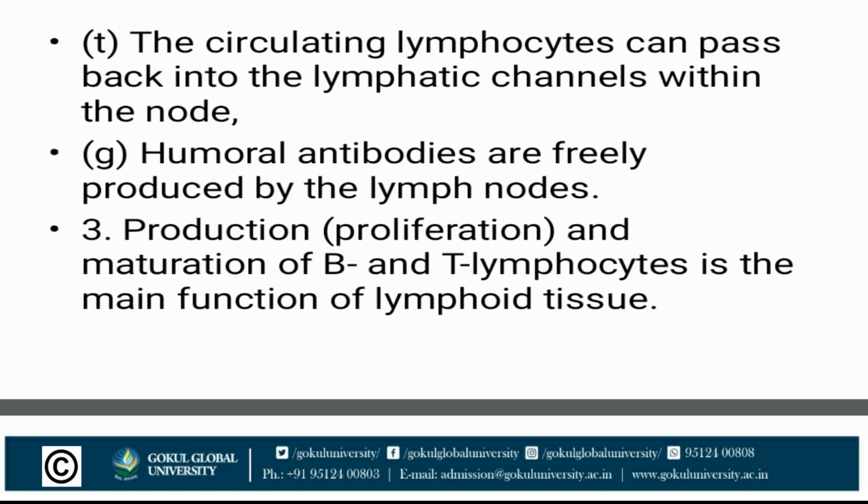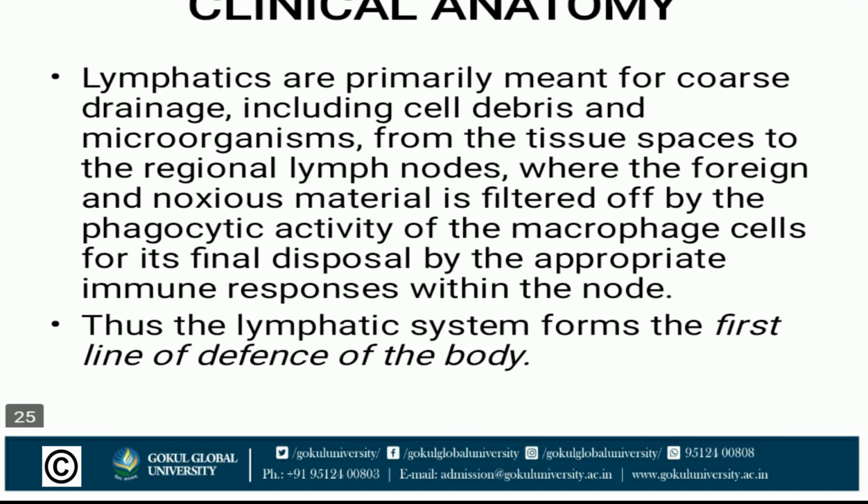Now, the circulating lymphocytes can pass back into the lymphatic channels within the node. Humoral antibodies are freely produced by the lymph nodes. Production and maturation of B lymphocytes and T lymphocytes is the main function of the lymphoid tissue.